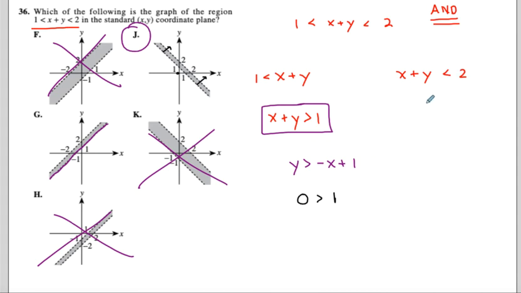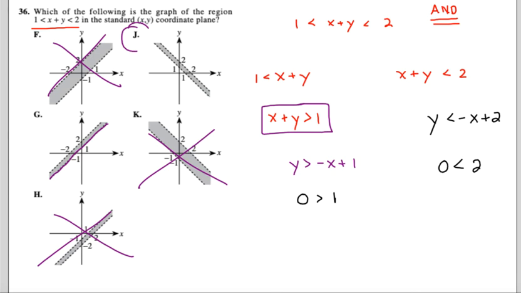Now this line is going to work out to be y is less than negative x plus 2. There's that y-intercept of 2. Here's the line that has a negative slope, and I want y to be less than that. So if I put in the point 0, 0, would I be shading this way? I would, because 0 is less than 2. So I just thought this was a really interesting question.